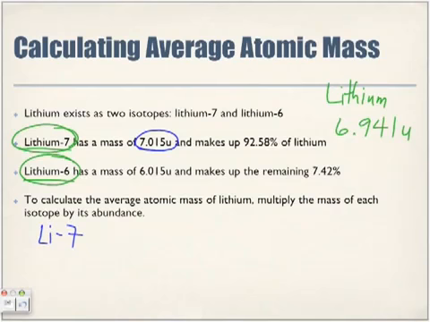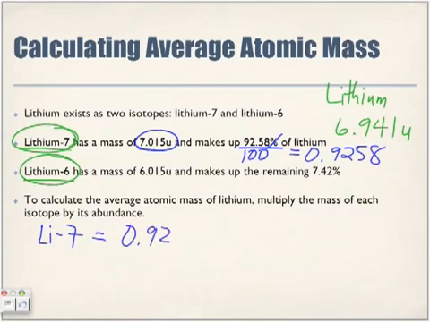So we take our lithium-7, and what we do is, we take the percentage, so we want to convert 92.58%, so we're going to divide it by 100 to get rid of the percent sign, and we get 0.9258. So we're going to take that value, 0.9258, and we're going to find what percentage of that mass is actually of that actual atomic mass.